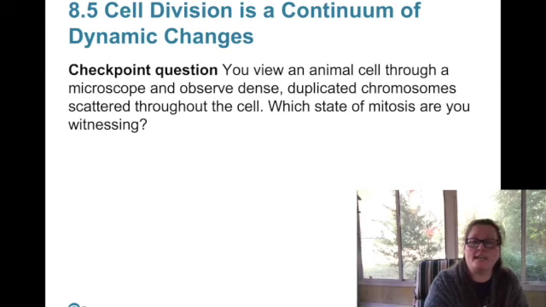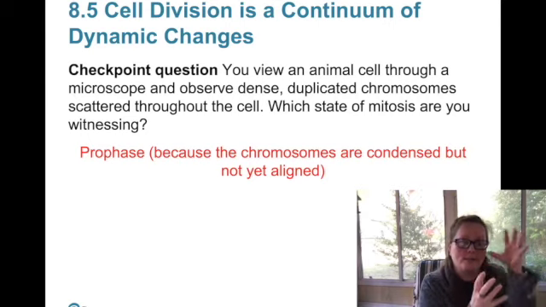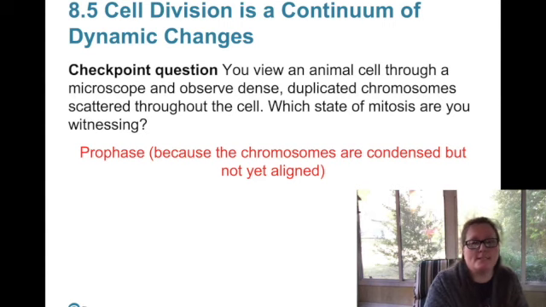You view an animal cell through a microscope and observe dense duplicated chromosomes scattered throughout the cell. What stage of mitosis are you witnessing? Well, what do you think? It's all squished up. Prophase, because remember, PMAT, prophase. Prophase, crunched up, huddle up. That's the beginning part.